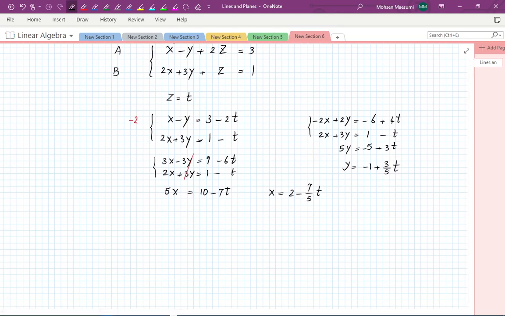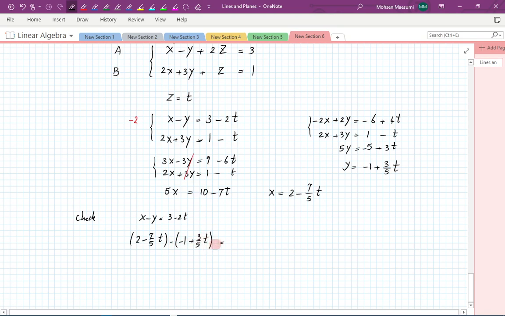It's a good idea to go check what we have. For example, let's go check x and y in either of these two equations, to make sure we are on the right track. We had x minus y equal to 3 minus 2t. I'm just checking to see my arithmetic is okay. My x was 2 minus 7/5 of t. My y was minus 1 plus 3/5 of t. When I subtract them, 2 minus minus 1 is 3, and minus 7 minus 3 is minus 10/5 of t, which is 3 minus 2t, which was what it was supposed to be. So I'm more confident that I'm on the right track.